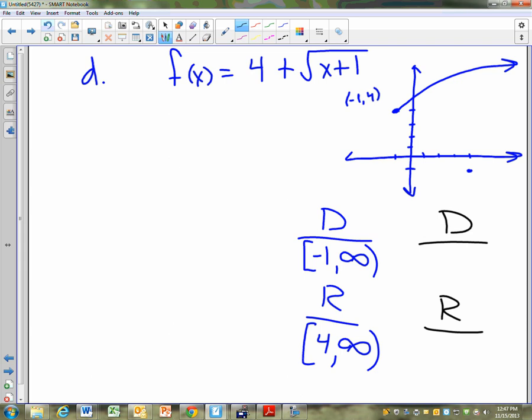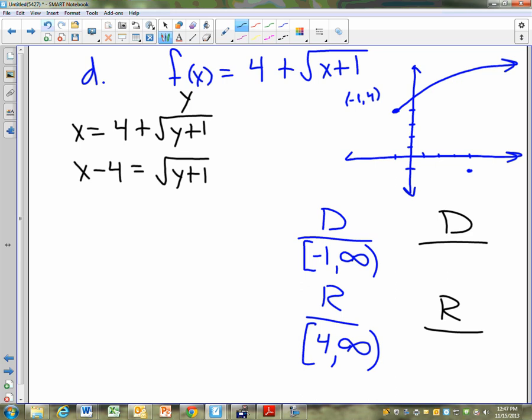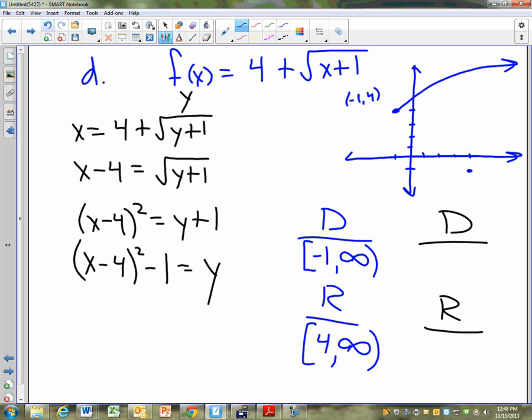Let's find its inverse and see how those all compare. The inverse, I take and I replace y and x, and I get x equals 4 plus the square root of y plus 1. What to do? Subtract 4. X minus 4 equals square root of y plus 1. Square both sides. X minus 4, quantity squared, equals y plus 1. Subtract the 1. What shape is that? A parabola.